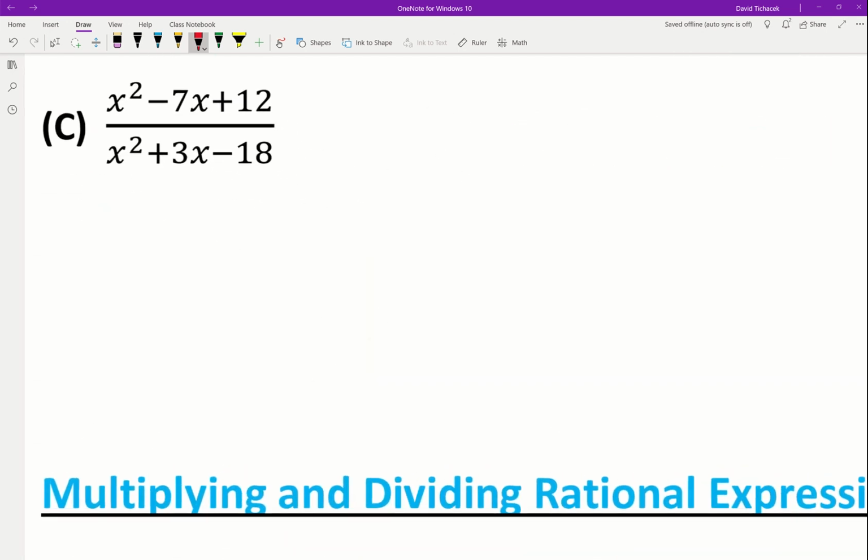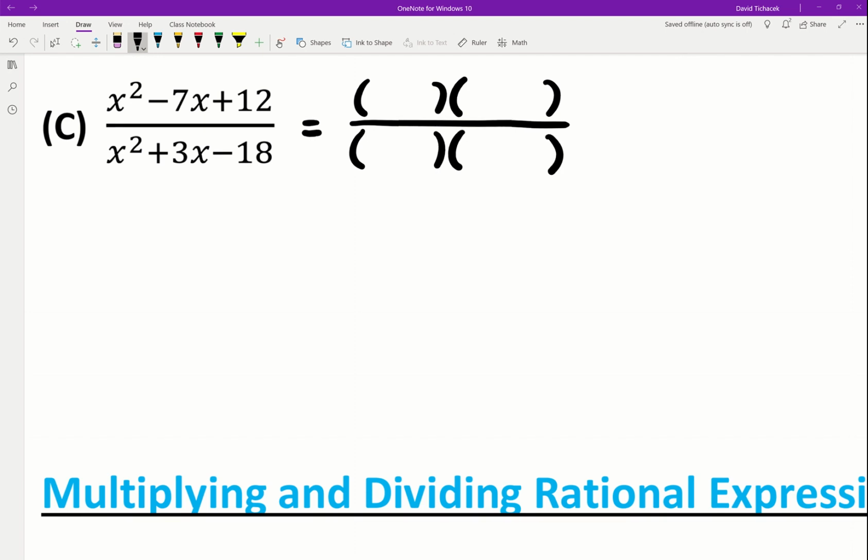So like here in part C, we have a trinomial over a trinomial. And again, I'm not going to review too much on how to factor these polynomials because that's something that we've already talked about in a previous video. So I'm just going to go ahead and skip straight to the factorization steps. On the top one, I've got x and x. I'm looking for two numbers that multiply out to make positive 12, but add to make negative 7. I think we can do that by doing negative 3 and negative 4. And then on the bottom, I've got x and x.